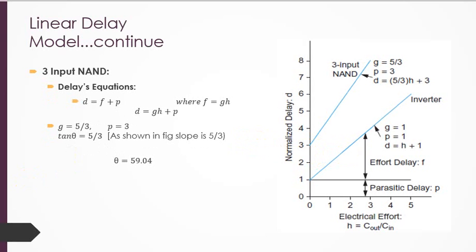In case of the 3 input NAND gate, we know that our logical effort is 5 by 3 and the parasitic delay is 3. If we look at it through the graphical representation, then tan theta becomes 5 by 3, which is the slope of our 3 input NAND gate. From here we can find the value of theta, and at that point we get 59.04 degrees.